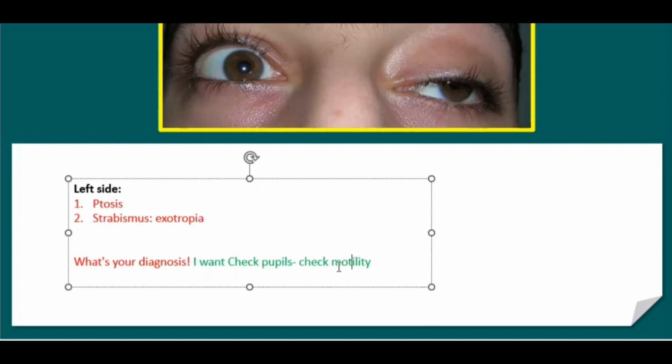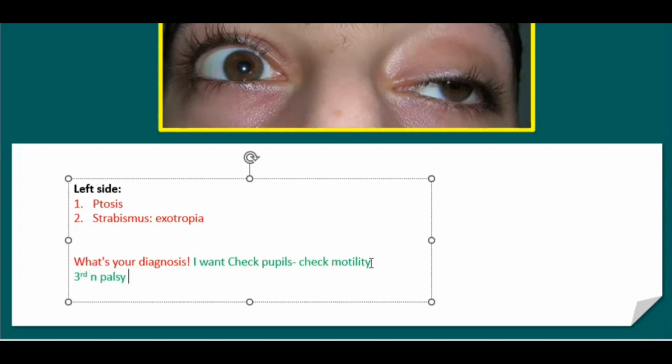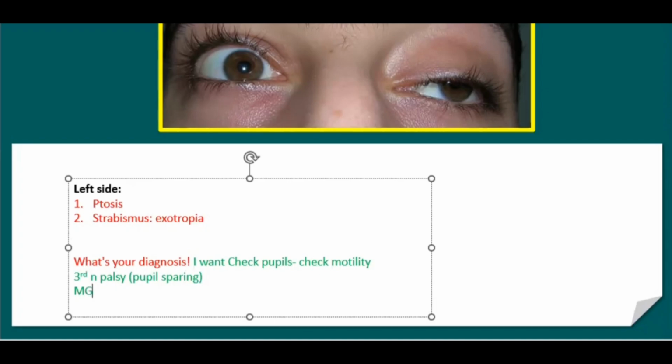If I were you, I would say I want to check motility. If the motility is affected, like the adduction is affected, and also other motilities like elevation and depression, because you know in third nerve palsy all motilities are affected except the outward movement. So I will say my first differential is third nerve palsy. And since the pupil is not affected, it's a pupil sparing third nerve palsy. This is my first diagnosis. Since the pupil is not affected, I may also think of myasthenia gravis, because we mentioned that myasthenia gravis is in the definition of any pupil sparing ophthalmoparesis.